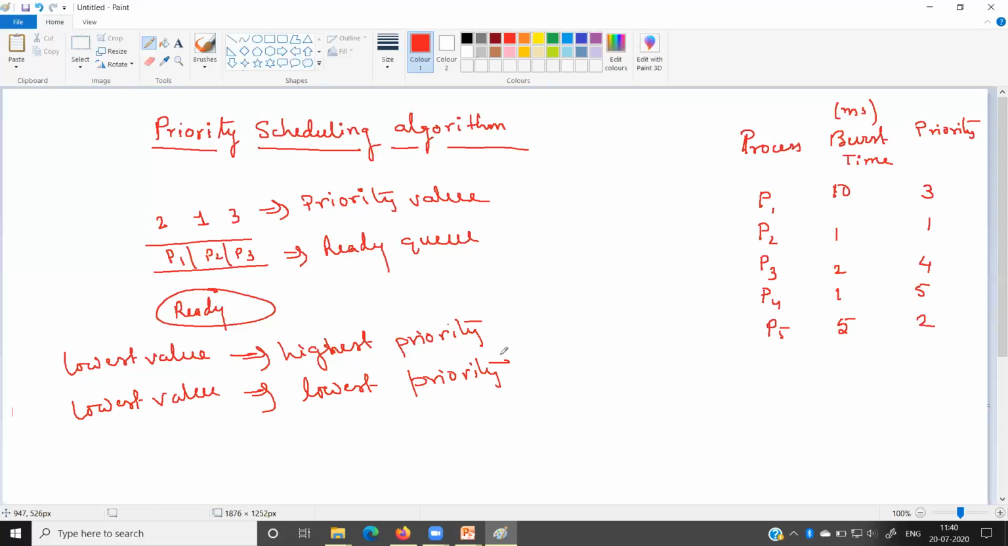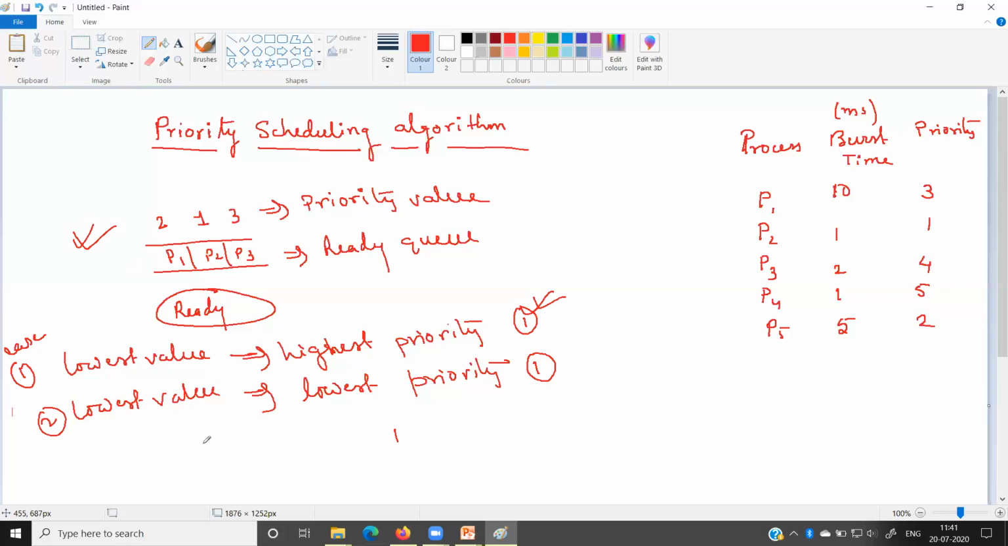Fine. So you can see for some set of operating systems, if the priority value is 1, that one value indicates the highest priority. Again, for another set of operating systems, if the priority value is 1, then that one value indicates the lowest priority. That means we can say this is case 1 and this is case 2. Now, considering case 1 for this particular example, P1 has the priority 2, P2 has the priority 1, P3 has the priority 3.